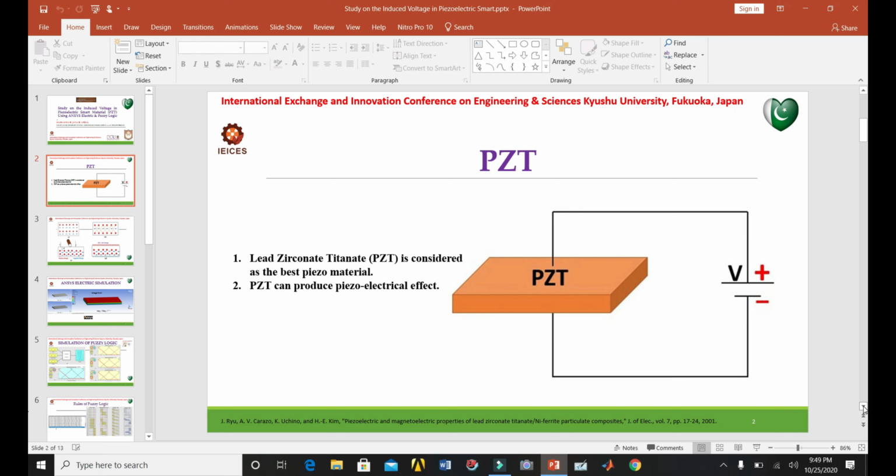P for lead, Z for zirconate, and T for titanate, is considered the best piezo material. It is the world's most widely used and best piezoelectric ceramic material, and it can produce the piezoelectric effect. PZT material is used to sense variations in stress, acceleration, heat, pressure, and energy by transforming them to electrical energy.